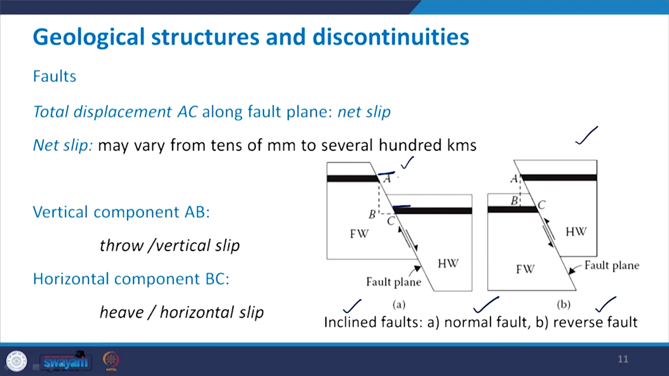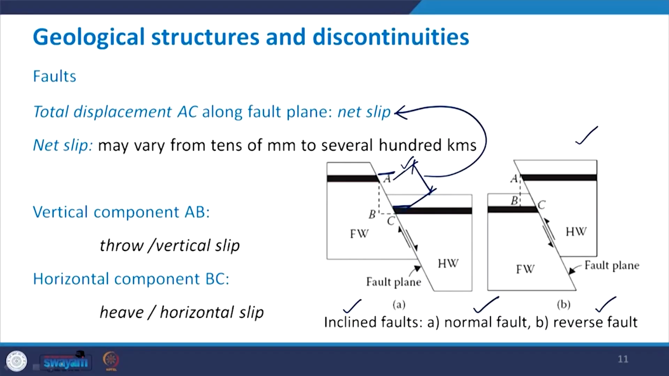So this distance AC, this is what is called as net slip. So the total displacement AC along the fault plane is called as net slip. Similarly, in the reverse fault also, this is your net slip. Now the amount of this net slip may vary from tens of millimeters to several hundred kilometers, depending upon what all are the activities that the rocks have been subjected to.